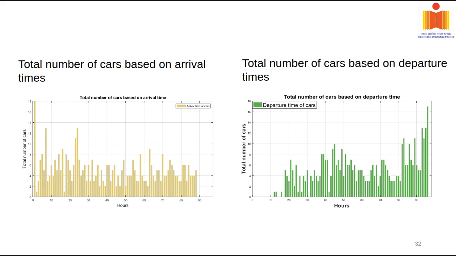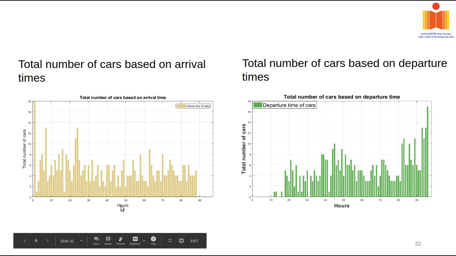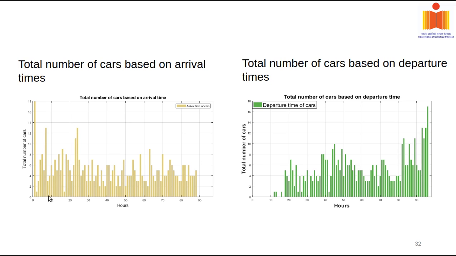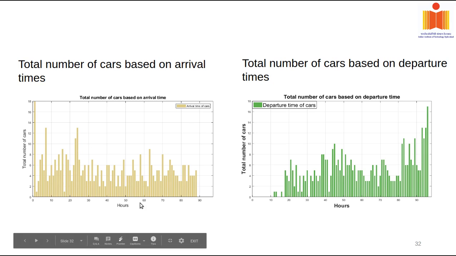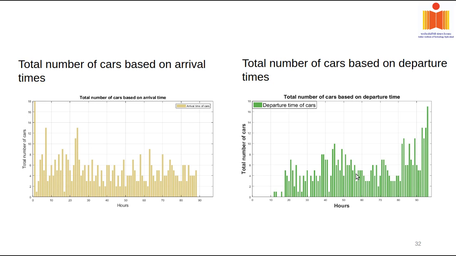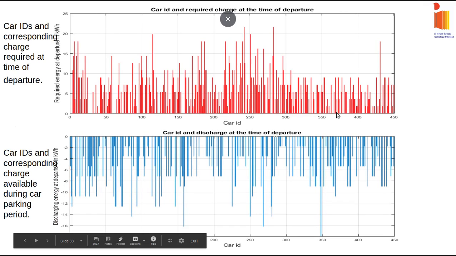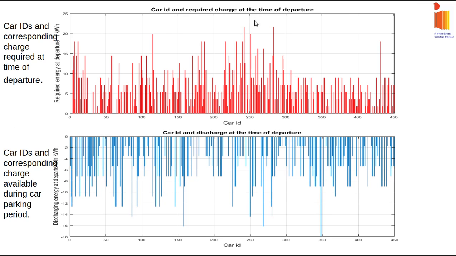So here you can see, again the case study is the same 450 cars, but not all the cars are present at the same time. Here the x-axis is not actually hours, it is time blocks. A day is divided into 15-minute time blocks, 0 to 96, and the number of cars arriving in each time block is marked here. The cars are arriving and departing, so on the right there is departure also. It's like a continuous flow of cars, arrivals and departures. From that we are trying to establish the load curve. And here we can see charge required and discharge at the time of departure. So charging and discharging we can see. I hope that answers the question.